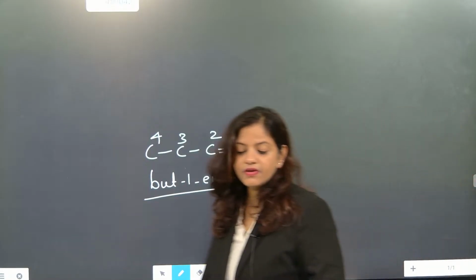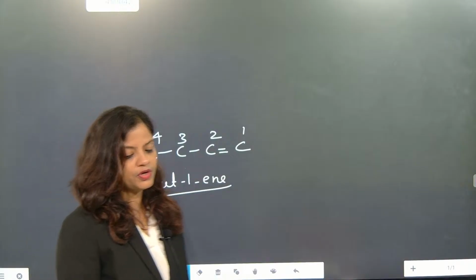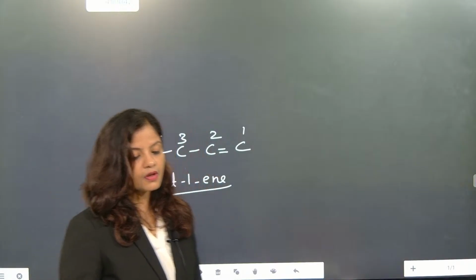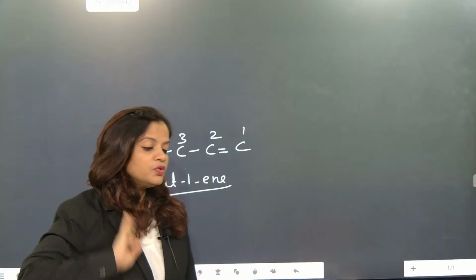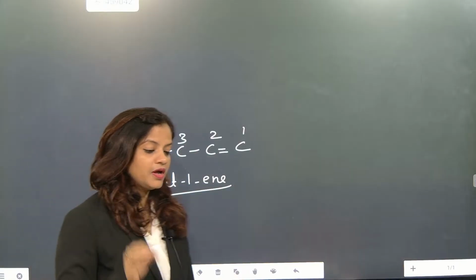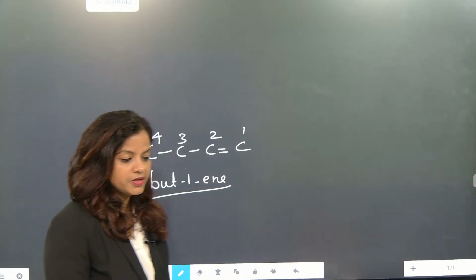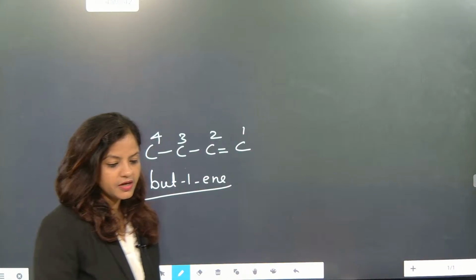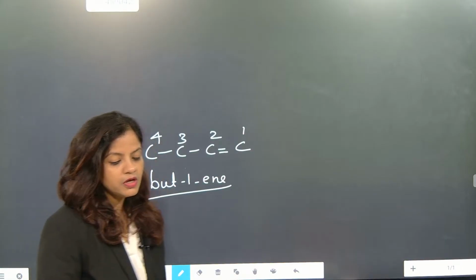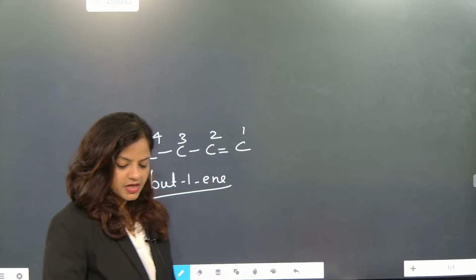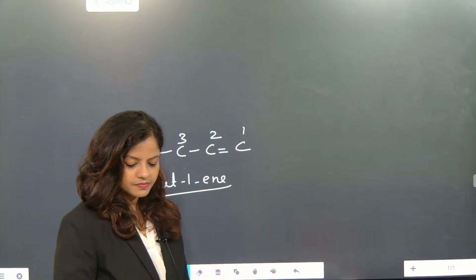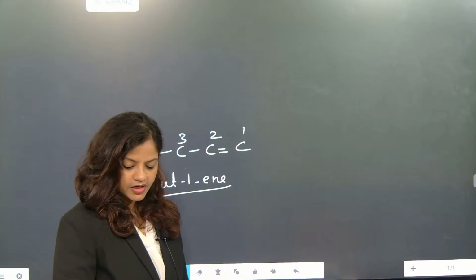So but-1-ene will be there. Yes, 2-butane is wrong. But-1-ene is correct. 2-butane is also wrong. But-1-ene is the correct one. Remember this. But-1-ene is the correct one. I hope you might have understood. Absolutely. So please don't make a mistake in that.